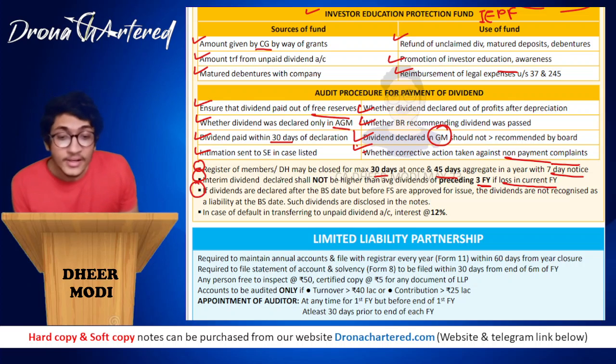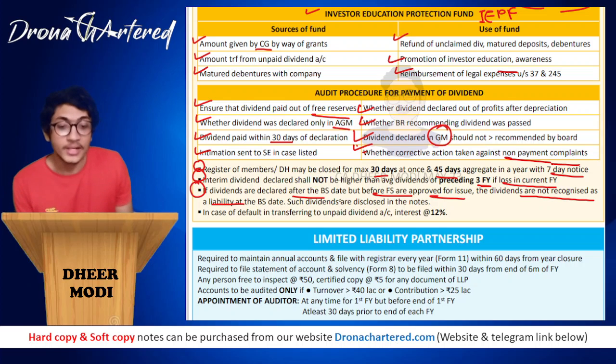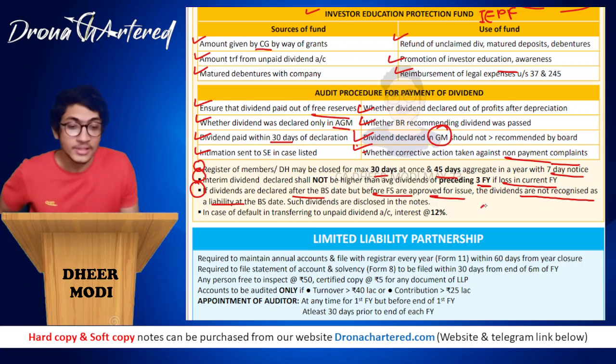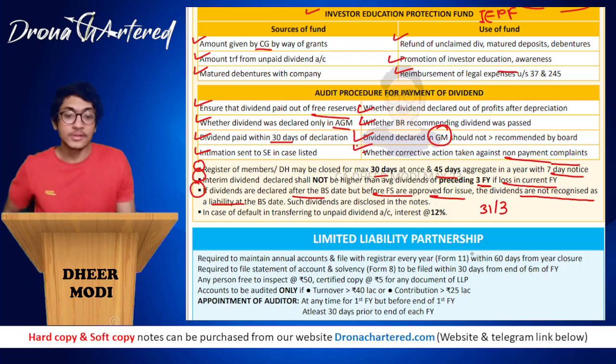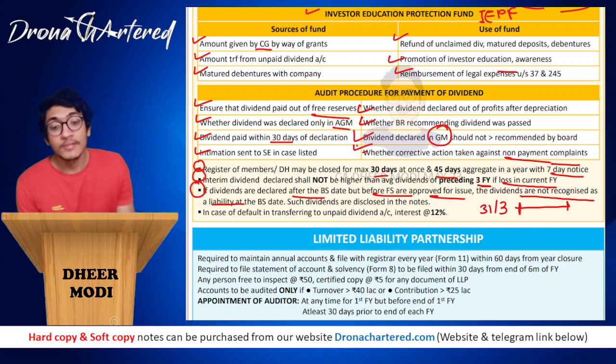Next, if dividends are declared after the balance sheet date but before financial statements are approved for issue, the dividends are not recognized as a liability at the balance sheet date. Such dividends are disclosed in the notes. That means if it is after 31st March but before financial statements are approved for issue, so before your financial statements are actually approved, if it is between this period, then this dividend is not a liability. It will just be shown in your notes.